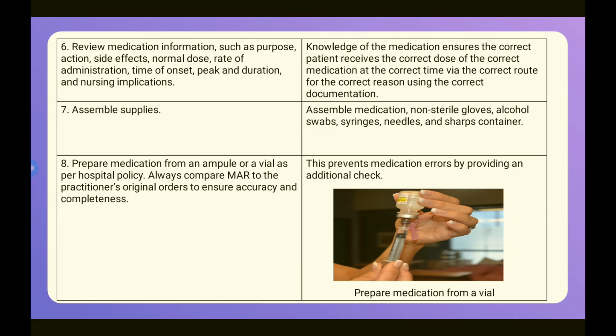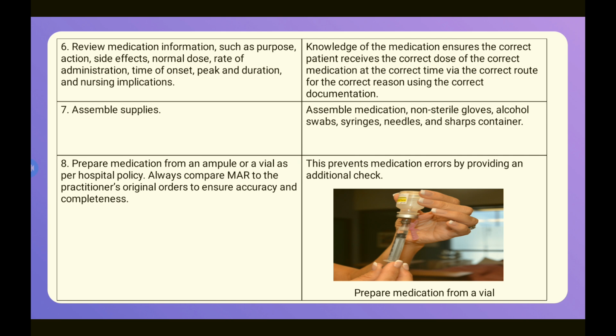Number 6. We review the medication information such as the purpose of the medication, the actions, the side effects, normal dose and rate of the administration, the time of onset, the peak and the duration, and the nursing implications. Because knowledge of the medication ensures the correct patient receives the correct dose of the medication at the correct time via the correct route for the correct reason using the correct documentation.